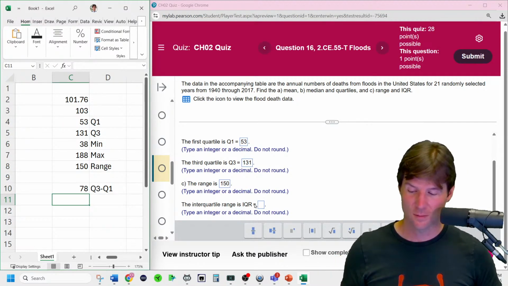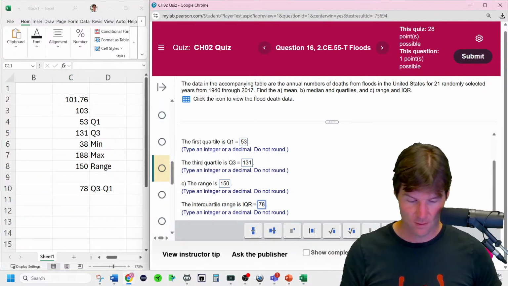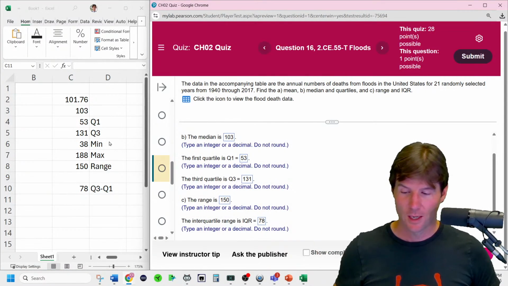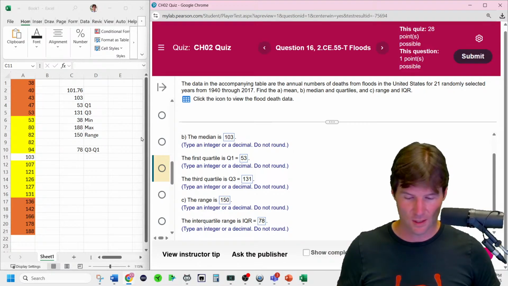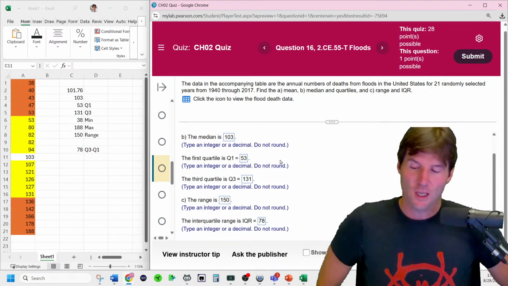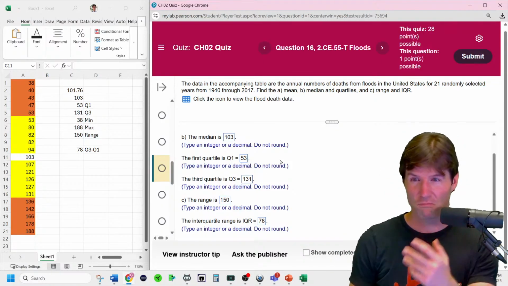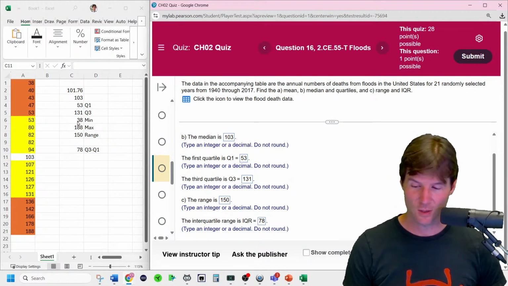Does that make sense? We should get everything right. Yay! We did it. Yep, Q3 minus Q1. So it's just entering things into Excel. It's not that bad, but just follow the steps right there. You can see all the formulas. This is recorded. Probably one of the toughest questions, hence it took 7 minutes, but this is how to enter things into Excel.